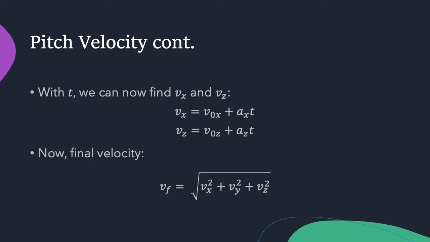Now that we have the time component, we can go ahead and find the x and z velocities. The velocity in the x direction is defined as the initial velocity in the x plus the acceleration in the x times time, and z follows the same format just in the z direction. Now with vx, vy, and vz, we can now solve for the final velocity, v sub f, which is defined as the square root of the sum of the squares of the velocities in the x, y, and z direction.